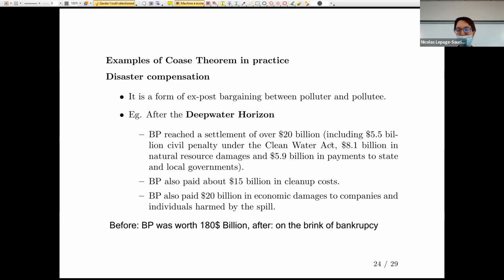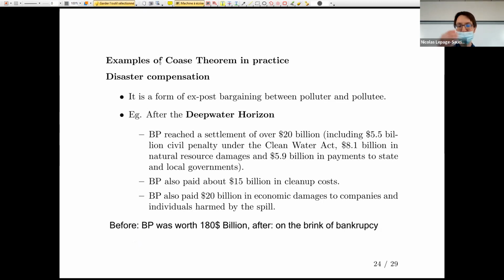So their settlement was over 20 billion, including 5.5 billion under the Clean Air Act, 8.1 billion natural resource damage, and 5.9 billion to state and local governments. 15 billion in cleanup costs, so they ended up paying for their own cleanup, and 20 billion in economic damage to companies and individuals harmed by the spill. So that's a huge amount of money.